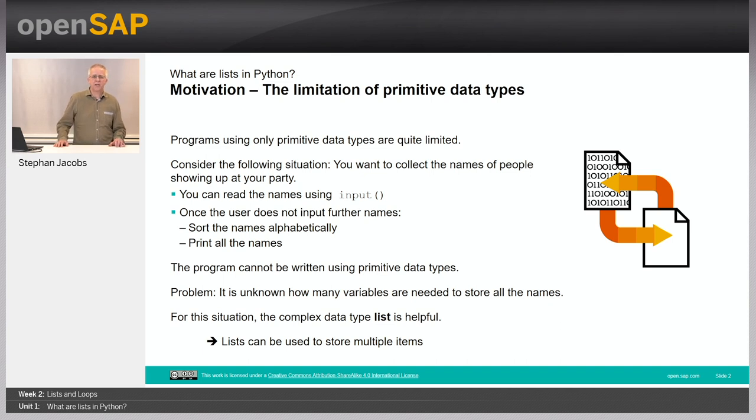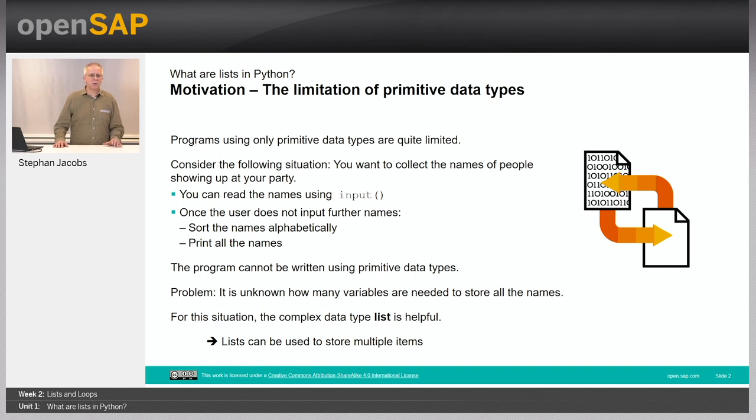Consider the following situation. You would like to collect all the names you would like to invite to a party, and you would like to do it with a Python program. Using the input function you already know from the last week, you could of course get the names. However, how would you like to assign it to variables? Of course, you could name a variable name 1, name 2, and so on. But right at the beginning, when you implement the program, you do not know how many people will participate. So that's a difficult question.